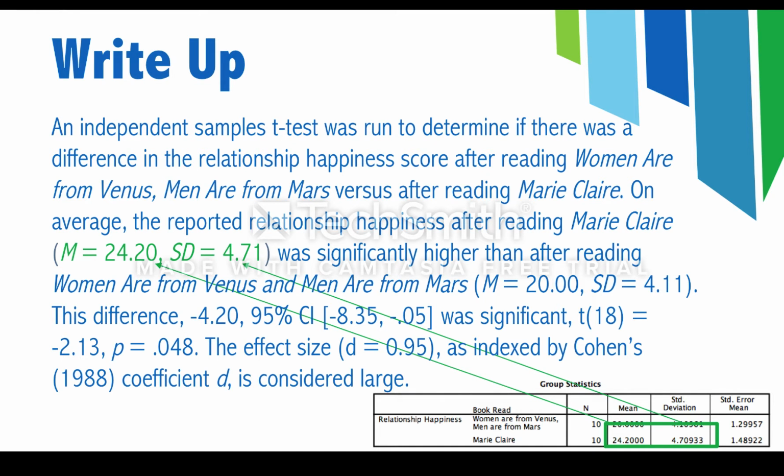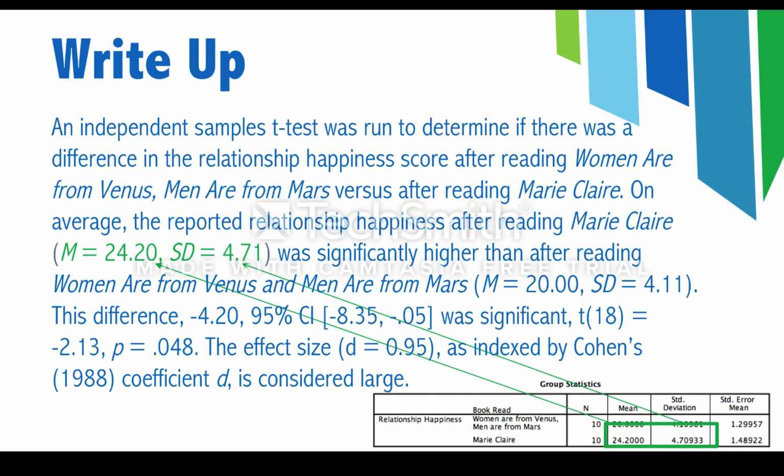Let me walk you through what we say. To begin with, we just need a simple sentence that tells us what we did. I would say, an independent samples t-test was run to determine if there was a difference in the relationship happiness score after reading Women Are From Venus, Men Are From Mars, versus after reading Marie Claire.